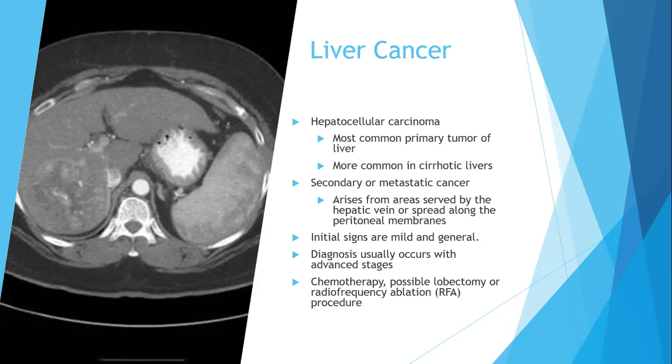Initial signs of liver cancer are mild in general. So unfortunately, with digestive system cancers in general, and liver and some of the other ones, a lot of times, because the initial signs are mild, you don't realize there's something terribly wrong until you're in the advanced stages. So if it gets detected early enough, chemotherapy or lobectomy, where you remove part of the lobes of the liver, or radiofrequency ablation. But because of the late diagnosis, it doesn't have a very good prognosis. So this is common with digestive system cancers.